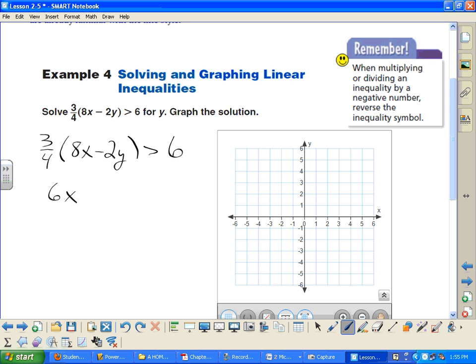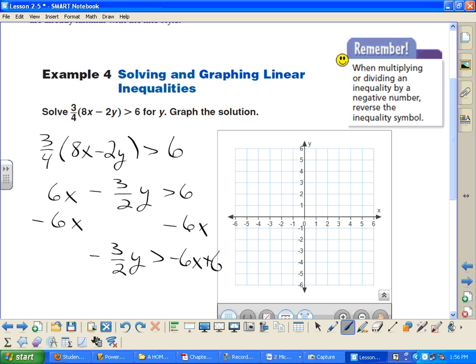Okay, or how about that as a fraction? Because we like fractions when we're doing this stuff. So negative 3 over 2y, okay, is greater than 6. Okay, so we're solving for y. What should I do now then? No, we're solving for y. That means we need to get everything else on the other side. Okay, so we're going to subtract 6x. And I'm going to write it as negative 6x plus 6 because I want to write it in slope-intercept form.